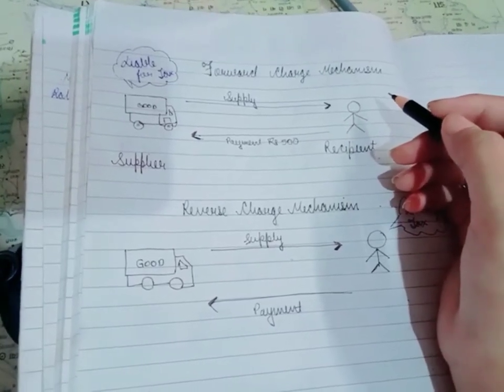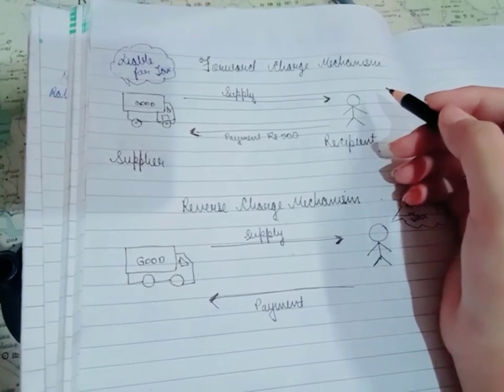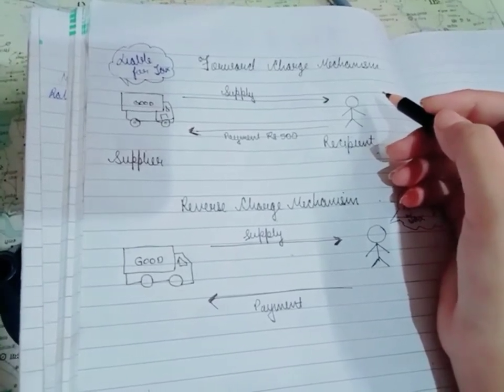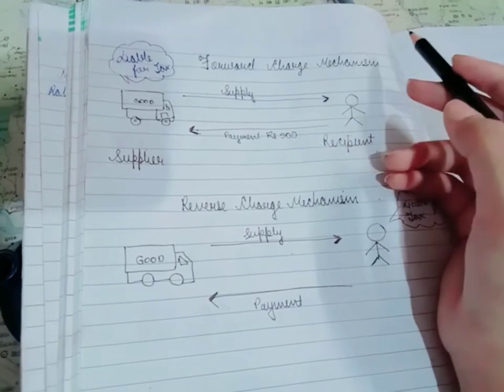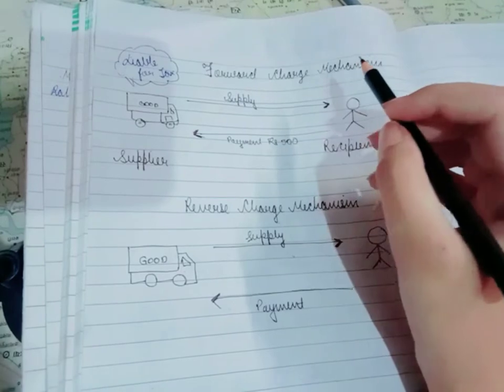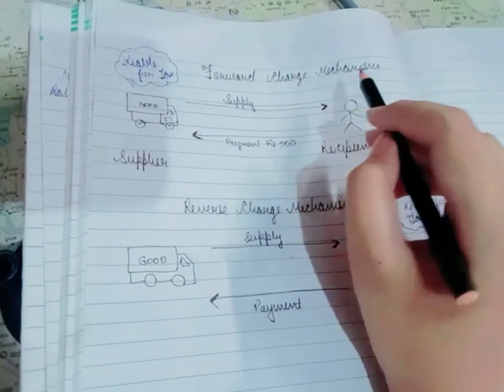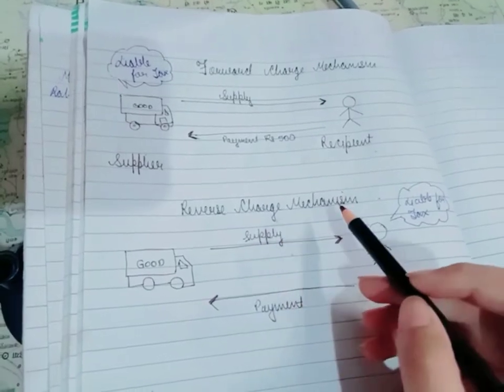Today I will be covering section 9 subsection 3 and section 9 subsection 4 of the CGST Act. Before coming into those sections, it would be very easy to learn them if we get to know the difference between forward charge mechanism and reverse charge mechanism.